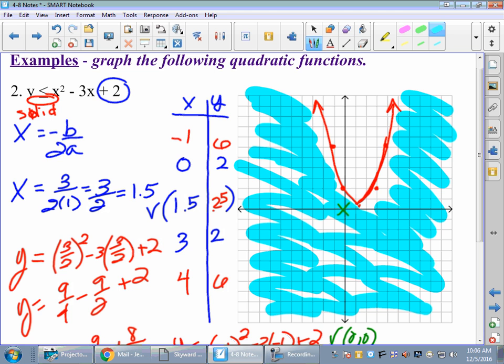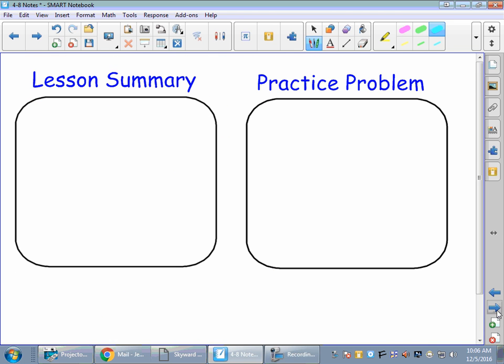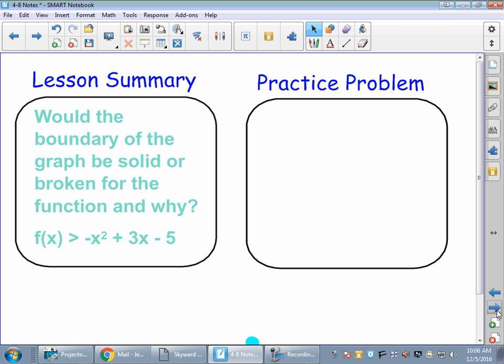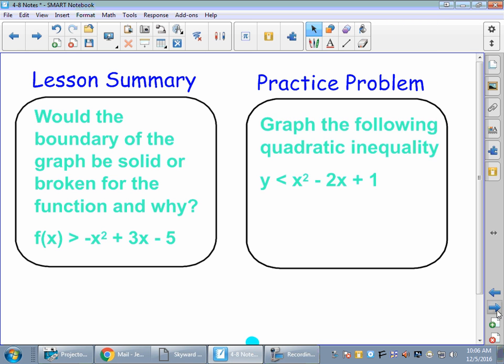A lot of review from when we shaded before. So your lesson summary, oops, sorry about that. Would the boundary of the graph be solid or broken for that function below? And then explain why. And for the practice problem, I want you to graph that inequality. Be careful, try to be accurate because I forgot to give you a grid line. So you want to make sure that whatever point you pick with is truly on the inside or the outside of that boundary. Good luck.